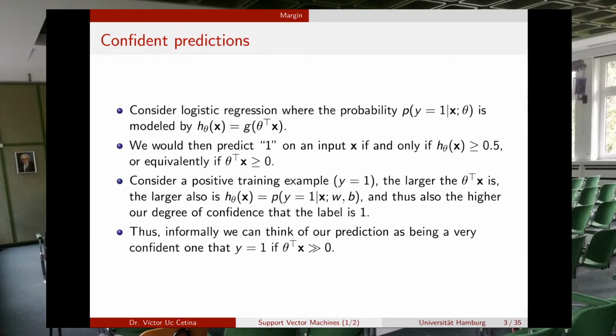Okay, so let me go back. That's why we say here, if this value is 0 or larger than 0, the prediction will be to be a 1, and this will be considered to be 1 because we are going to have at least a 0.5 in the sigmoid function.